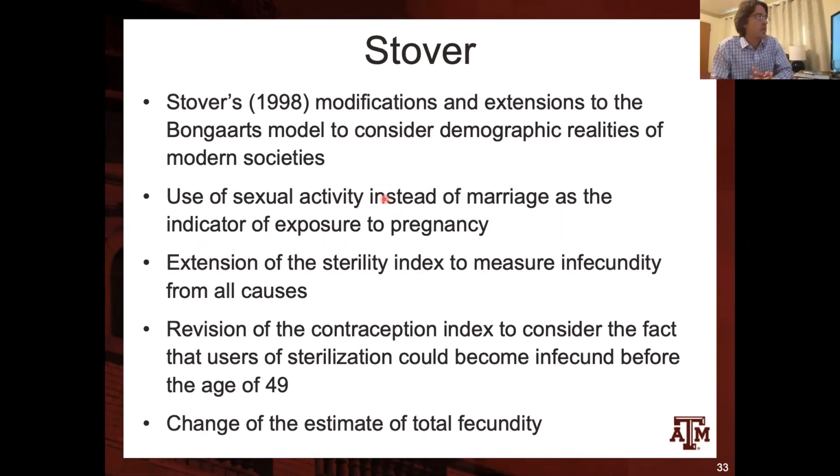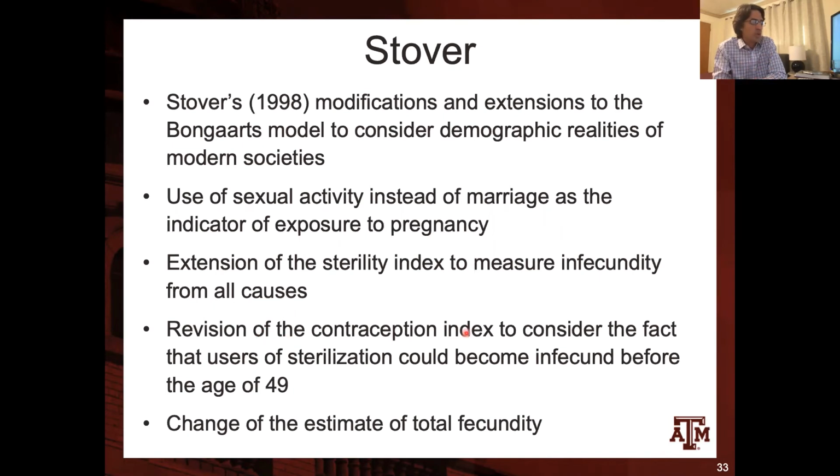And then more recent studies say that we should update even the models that Bongaarts suggested to us in order to take into account changes that we experience in our modern societies. Instead of using the proportion of women married as the chances of women having sexual activity and getting pregnant, it's better to use sexual activity instead of marriage as an indicator of exposure to pregnancy, because now sexual activity is much more normal and accepted before marriage. We could also extend the sterility index to measure fecundity from all causes, not only postpartum fecundability because of breastfeeding of the babies.